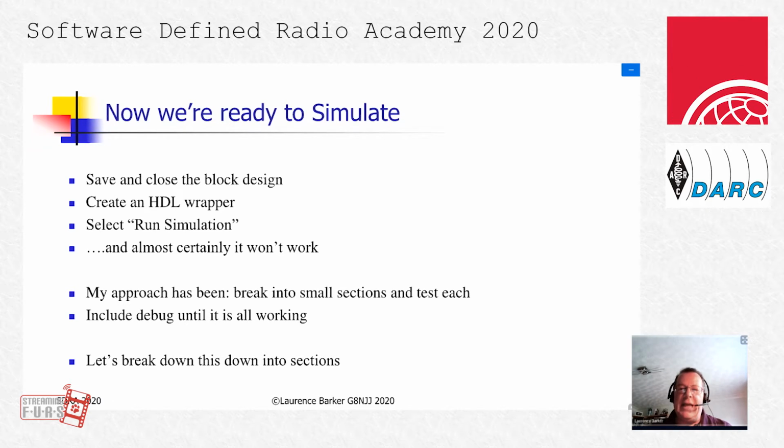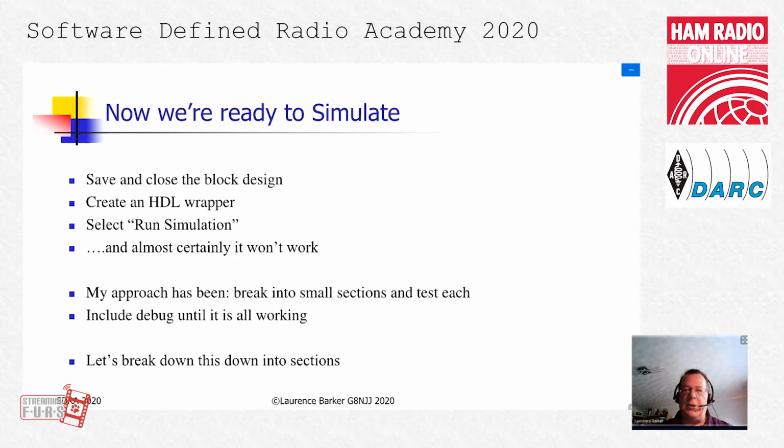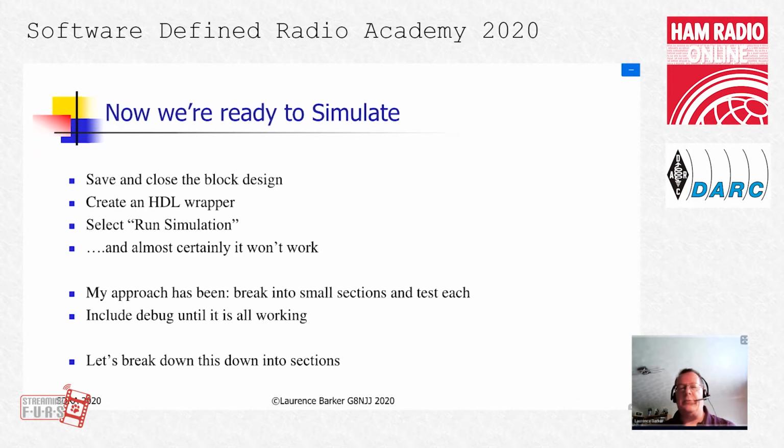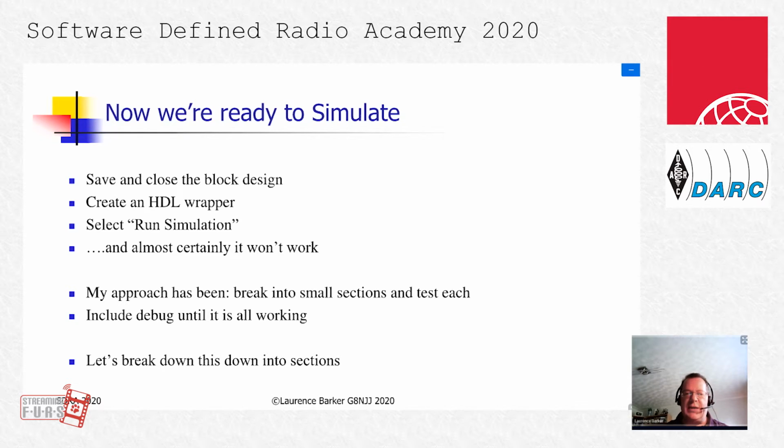Now we're ready to simulate that. It's quite a simple process. We save and close the block design. There's a very simple process to create what's called an HDL wrapper. That's what is needed to make that block design available to the rest of the tools. Then you click on the left-hand side of that diagram, run simulation. And if you do that, it almost certainly won't work first time. So instead, I'm going to show you how to break the design up into small sections and test each, and how to add debug to it until you get to the point that it works.